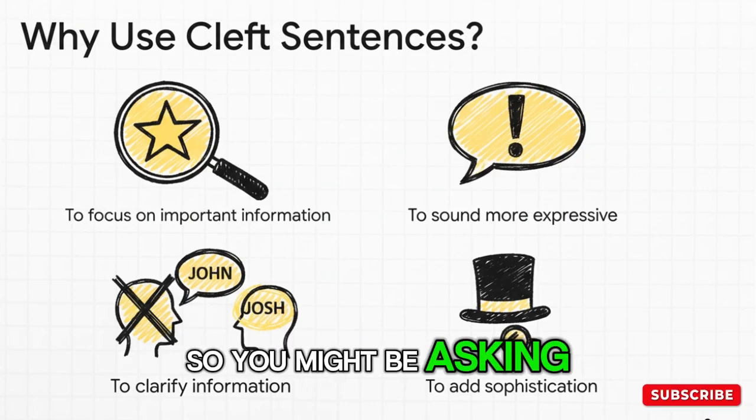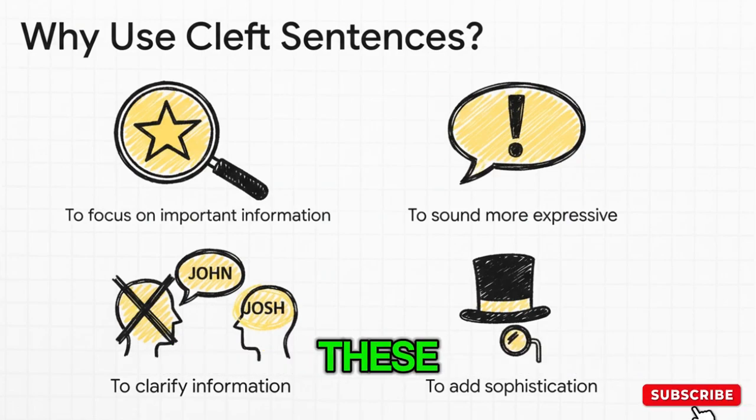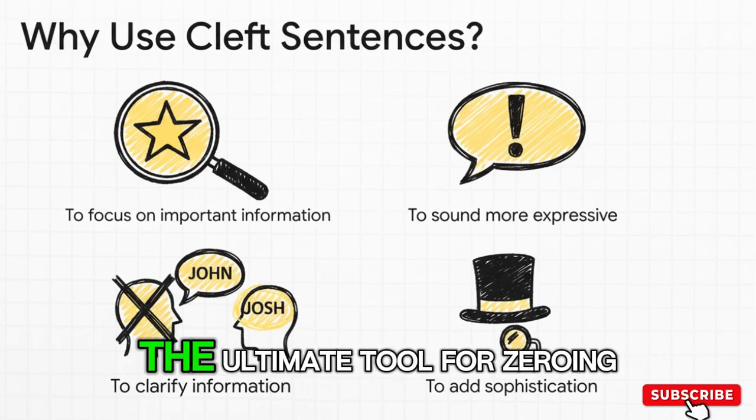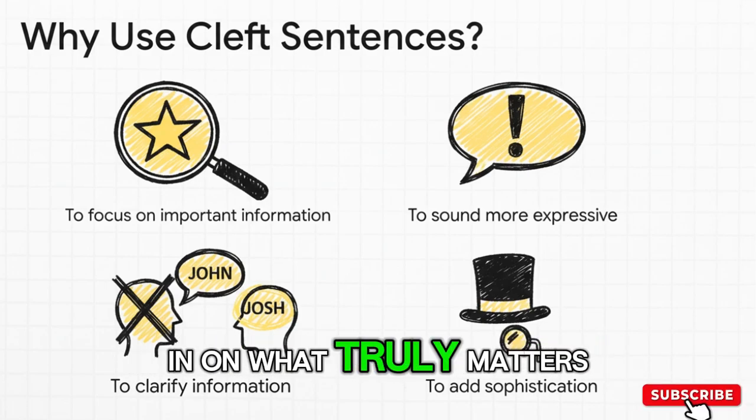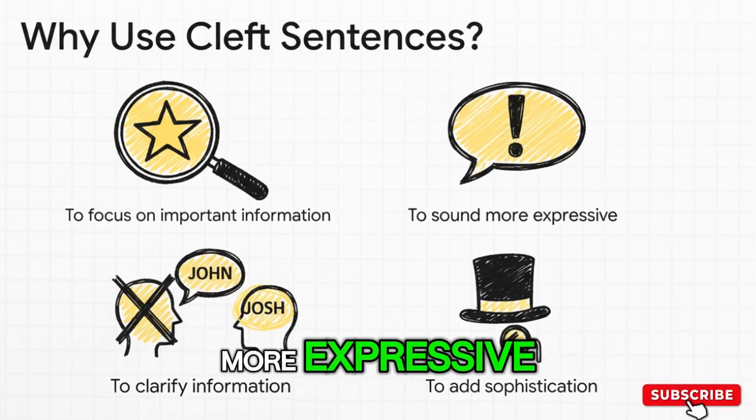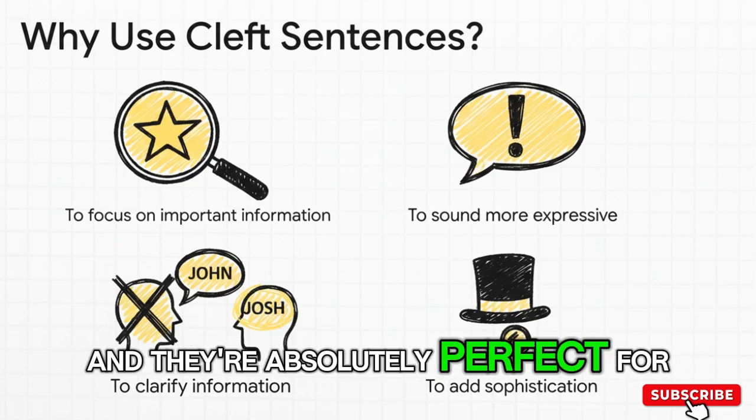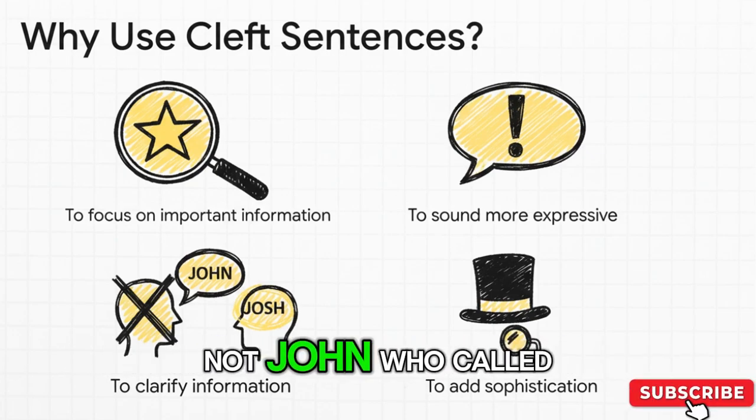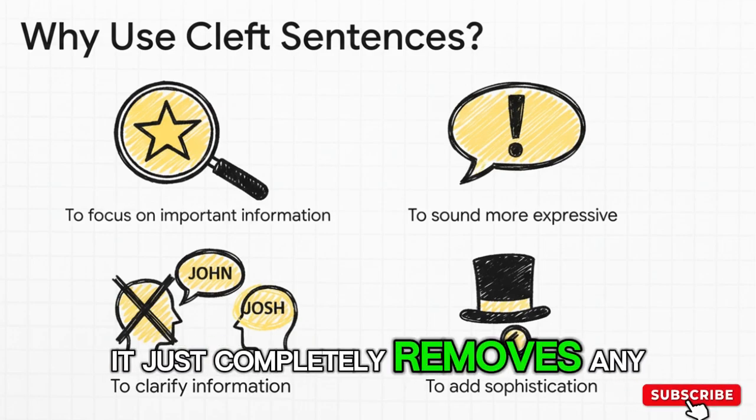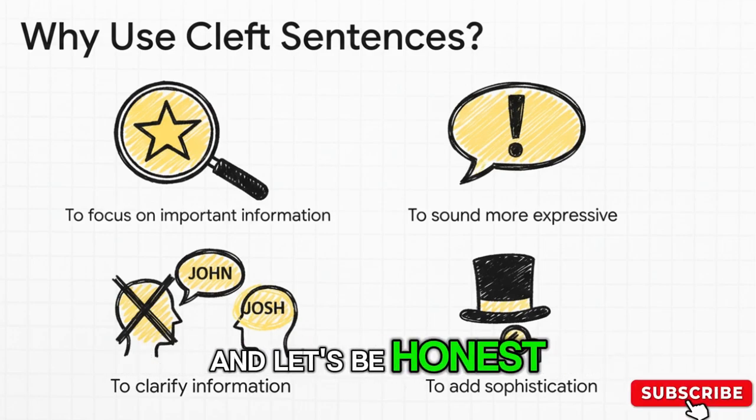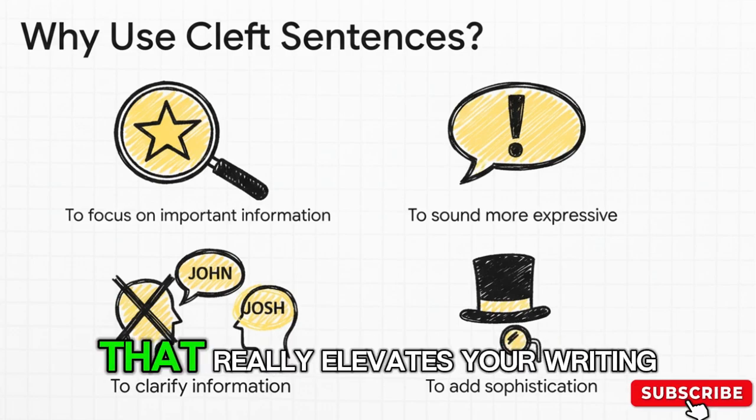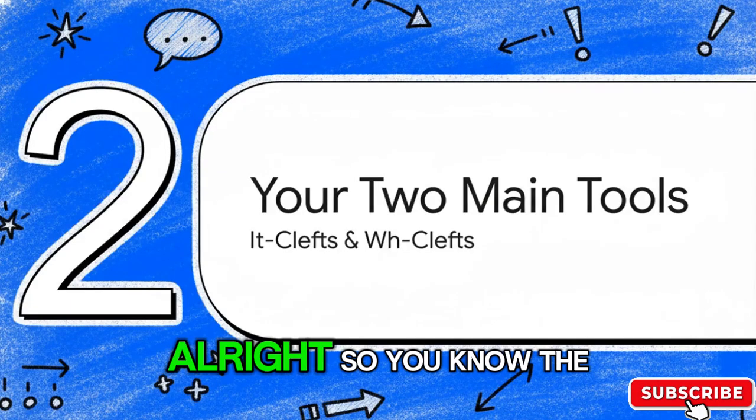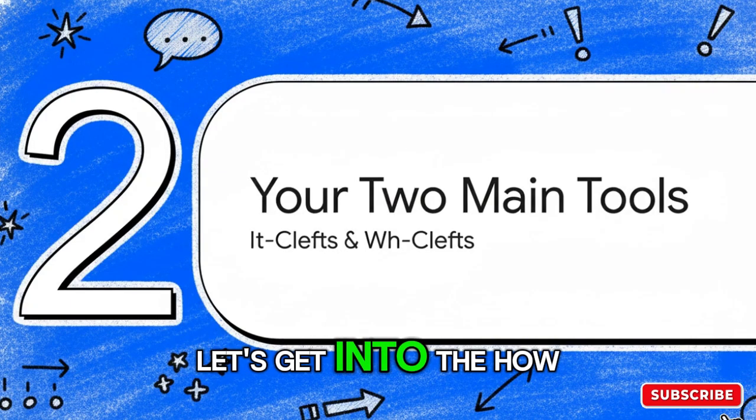So, you might be asking, why should I bother using these? Well, cleft sentences are pretty much the ultimate tool for zeroing in on what truly matters. They make you sound way more expressive, and they're absolutely perfect for clarification. You know, for situations like, no, it was Josh, not John, who called. It just completely removes any doubt. And let's be honest, they just add this layer of sophistication that really elevates your writing. All right, so you know the why, let's get into the how.